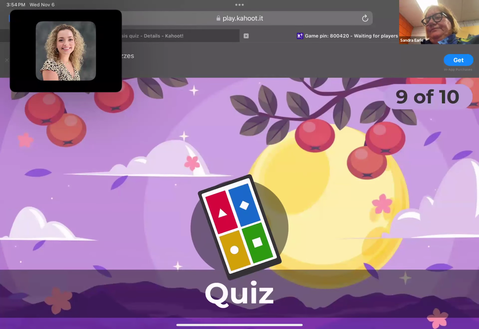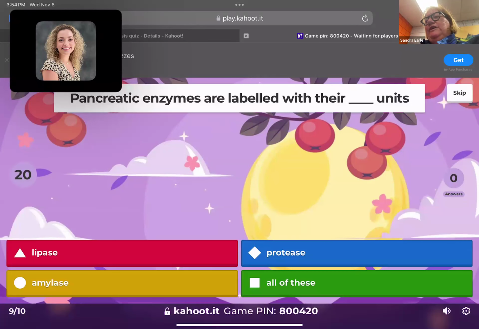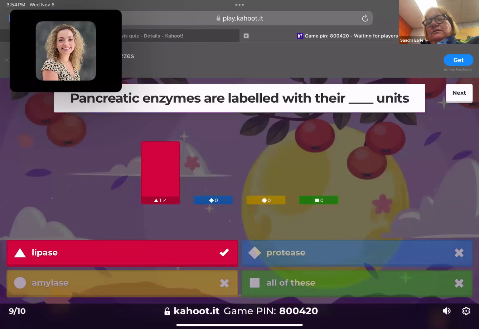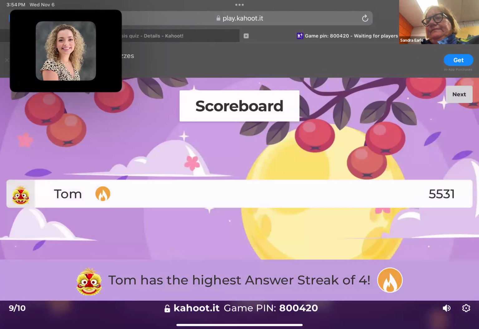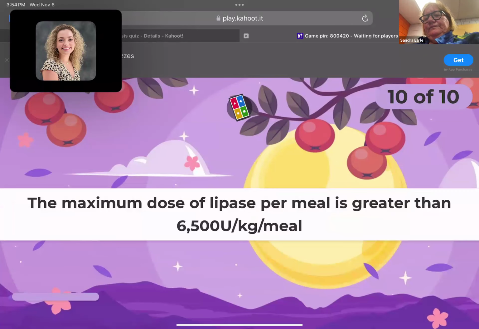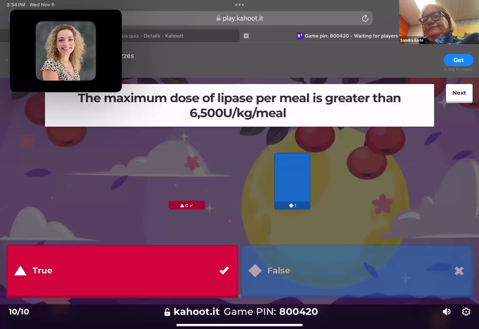All right, Tom. Pancreatic enzymes are labeled with their what units? Yeah, lipase, good. Well, this is true. I don't know why I got that wrong too on here.